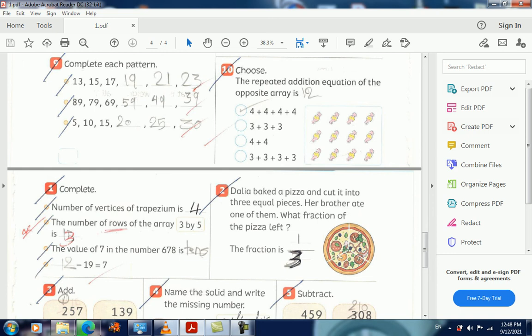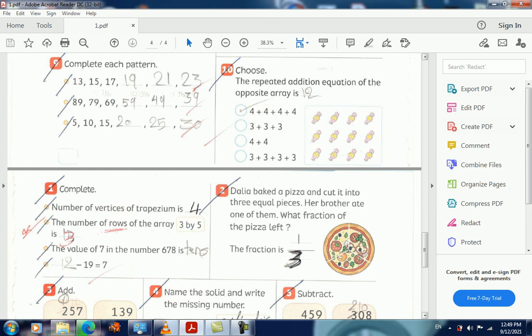Then 5, 10, 15. So it seems like we are adding 5 each time. So 5 plus 5 is 10. 10 plus 5 is 15. Then 15 plus 5 is 20. 20 plus 5, 25. And 25 plus 5 is 30. So 20, 25, and 30.